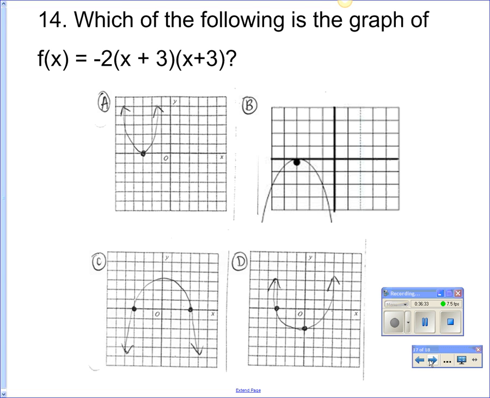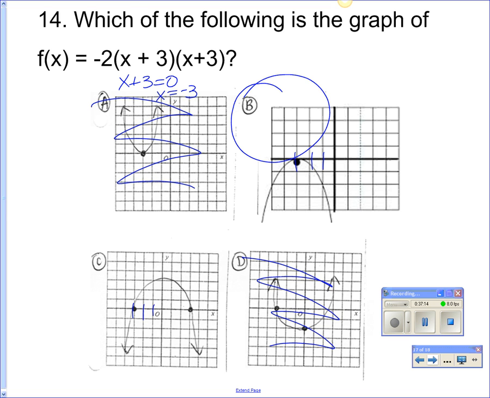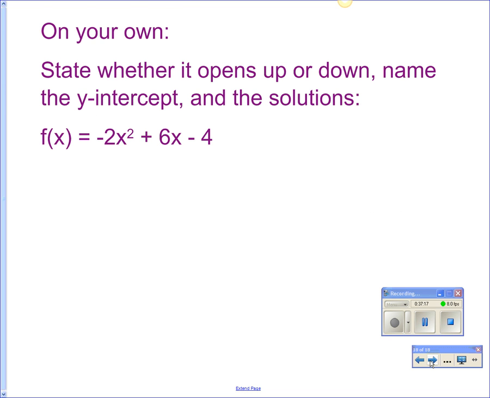Okay, is this one on your paper? Okay, look, it only takes a second. What's the -2 make it do? All right, it's got to open down. What else can I do? All right, x plus 3 equals 0. What happens? x becomes -3. Which one has x at -3? Well, both of these do. But if I set this one equal to 0, what else am I going to get? So that's the only one it can go through. Okay, here's your own.